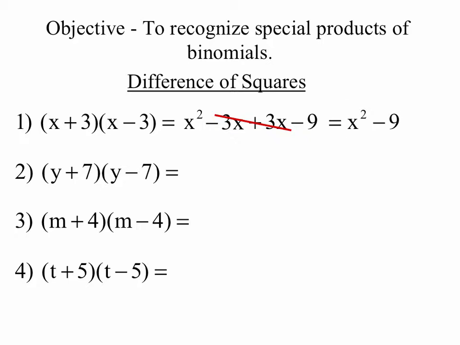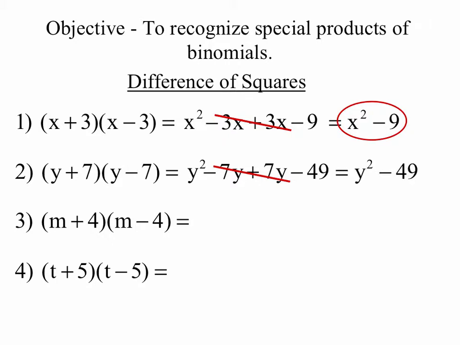Notice y times y is y squared, y times negative 7 is negative 7y, positive 7 times y is 7y, and positive 7 times negative 7 is negative 49. Again, same situation. Negative 7y, positive 7y, they negate each other, and we're left with y squared minus 49. All right, I want you to start looking for a pattern here.